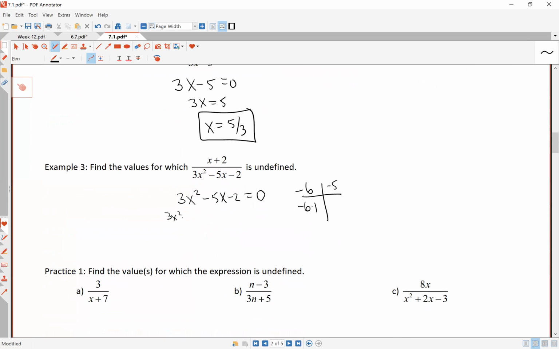-6 and 1 are those numbers that do it. So we have 3x squared minus 6x plus x minus 2. We factor out 3x, and we get x minus 2, plus 1 times x minus 2. We factor off the x minus 2 to the right-hand side, and we're left with 3x plus 1. The two numbers that make the expression undefined are x equal 2 and x equal to -1/3.